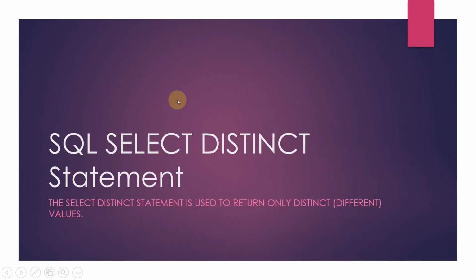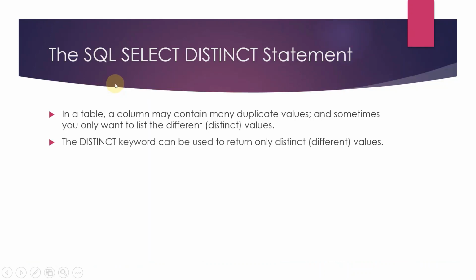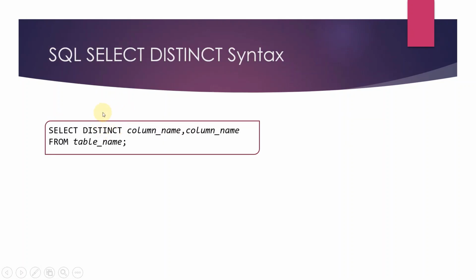So, the SQL select distinct statement. The select distinct statement is used to return only distinct, or different, or unique values from your table. In a table, a column may contain many duplicated values, and sometimes you only want to list the different or distinct values. So the distinct keyword can be used to return only distinct values. All right. So the syntax would be select distinct column name from your table, if you have several column names, from and then the table name, semicolon.